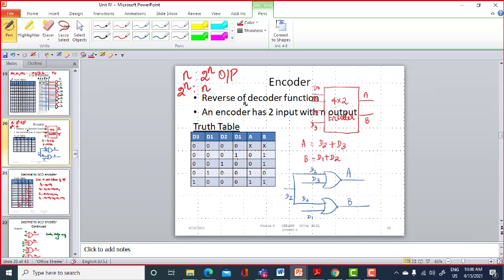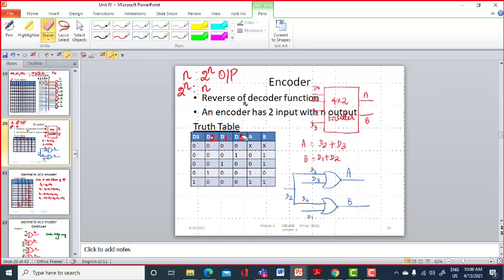Here I have taken D3, D2, D1. I can even take D2, D1, D0. This is 2, this is 1, this is 0. I have typed it wrongly.